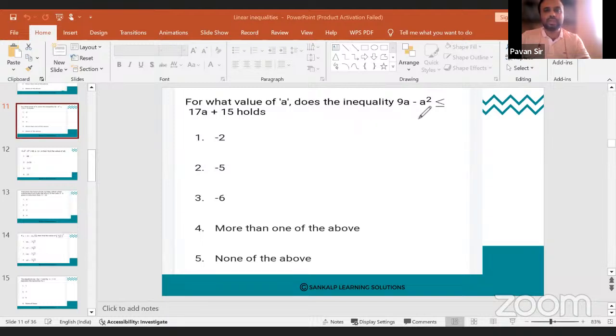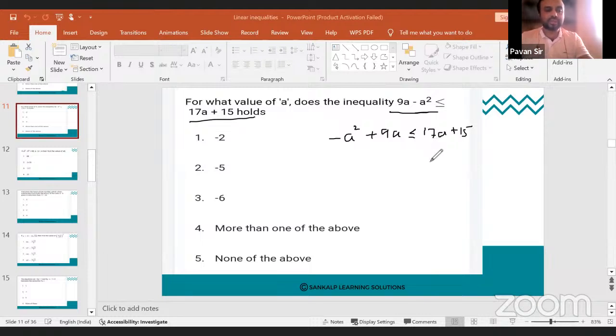So rearrange the given equation. What rearranging? Minus a square, I will write it first because we arrange a according to the decreasing order of powers, plus 9a, which is less than or equal to 17a plus 15. Okay, I will rearrange the equation.